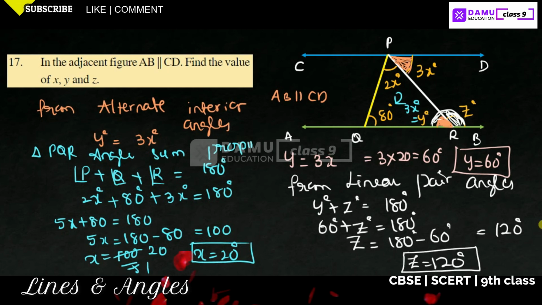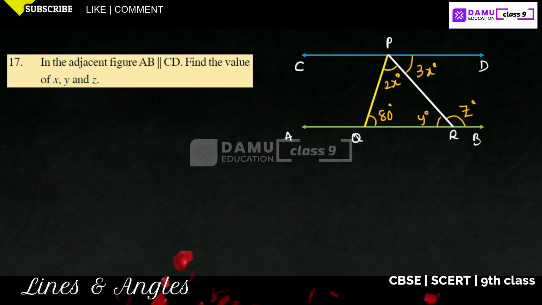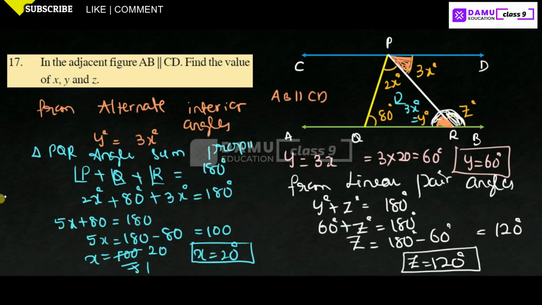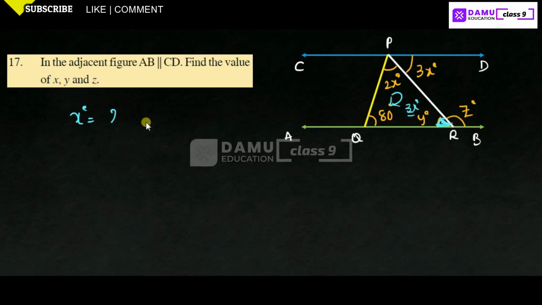Like this we can find, or we can go with another method. As I told, y will be equal to 3x. Then this angle, from the angle sum property, you can make it. So the x value we calculated is 20. Then y will be equal to 3x, that is 3 into 20 degrees, that will be equal to 60 degrees. So y will be equal to 60 degrees, and z.